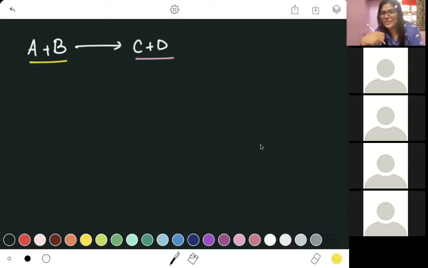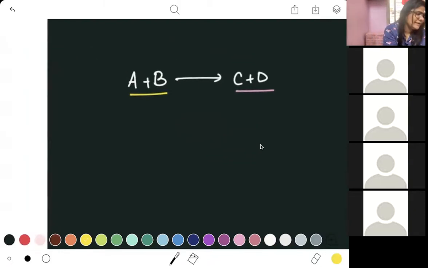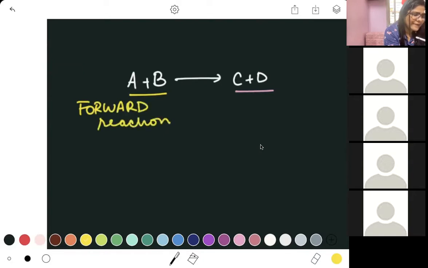If the concentration of my reactants is going to be higher, the reaction is going to be a forward reaction. I'm just going to write this over here. Then what I'm going to have is the forward reaction. And if the concentration of my products is going to be higher, then what I'm going to have with me is my backward reaction.